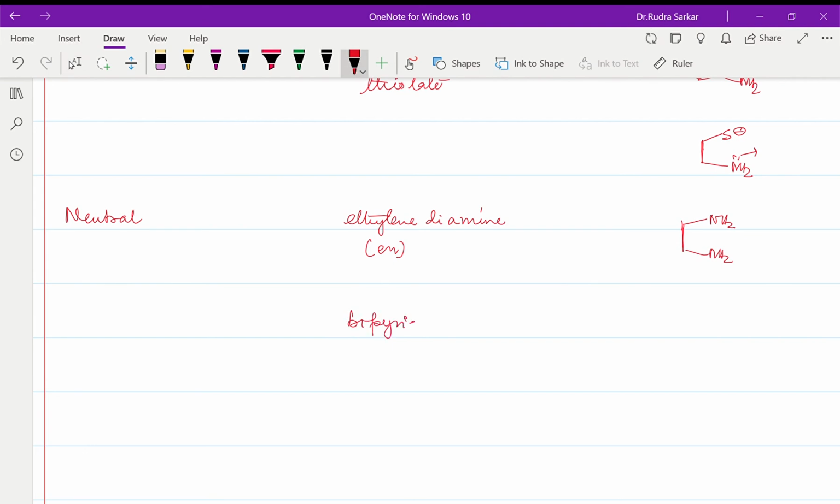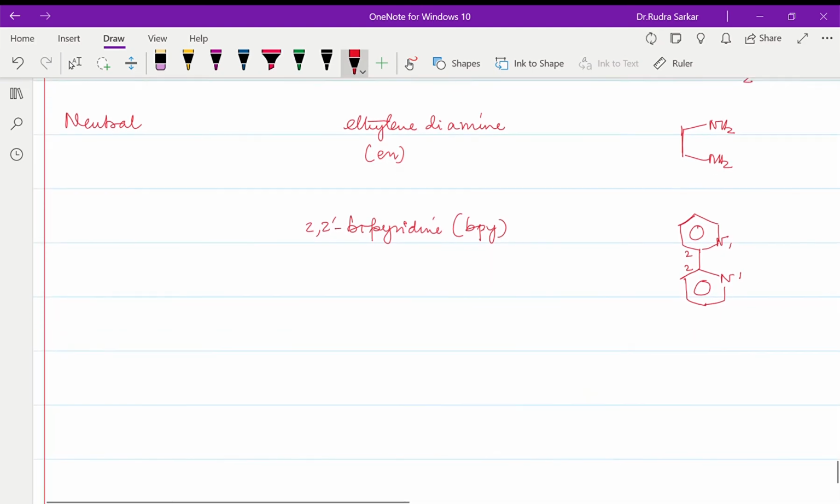Bipyridine, this is called as BPY. How is it? Basically, you have a pyridine connected from two positions. So this is sometimes also called 2,2-bipyridine, okay? Because this is one. So this point is 2, point is 2. So it is also called 2,2-bipyridine.